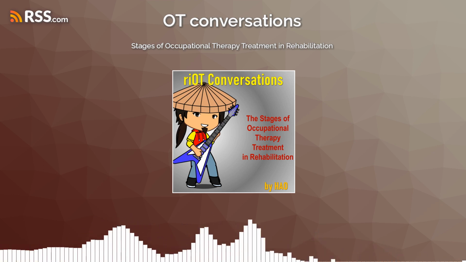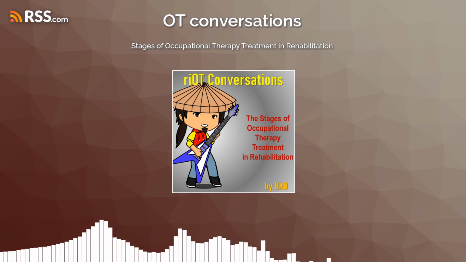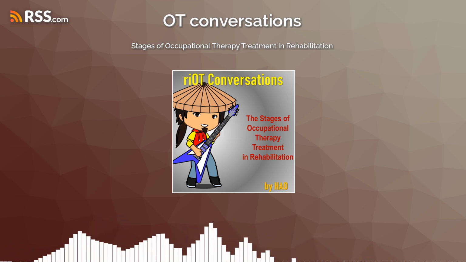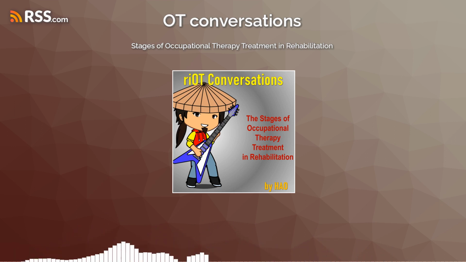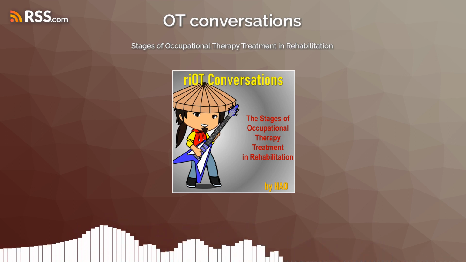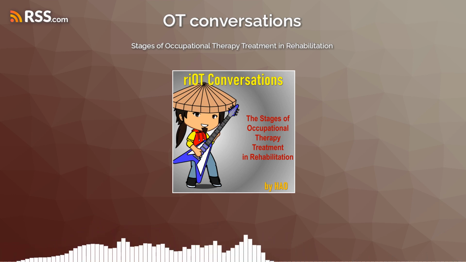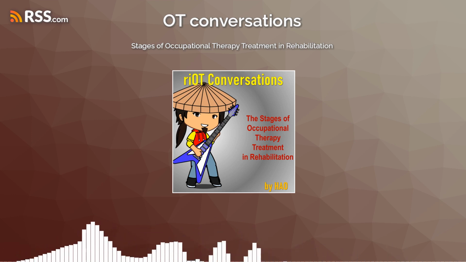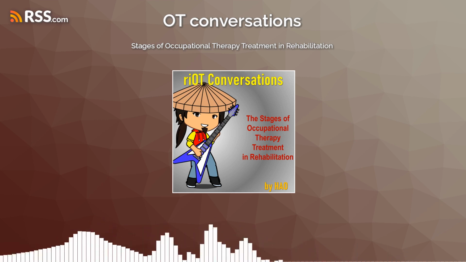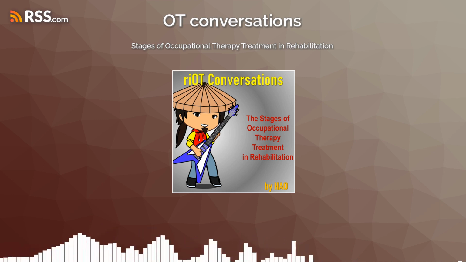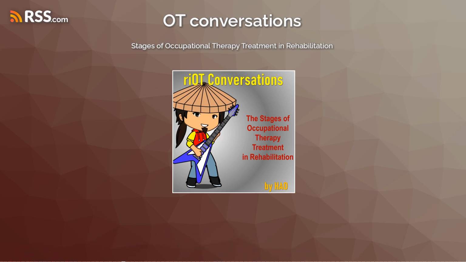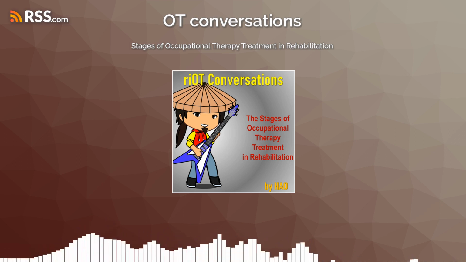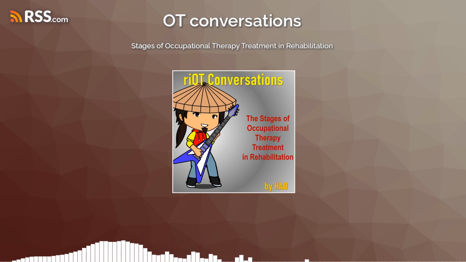Now, in stage 2, the OT is still concerned with remediation, meaning you are trying to restore some of the problematic performance components. There are many remediation tasks that you can see. There are so many enabling activities that will stimulate the motor side of things, the cognitive side of things, the psychological side of things, and the sensory integrative side of things as well. That is stage 2, and that is enabling activities.